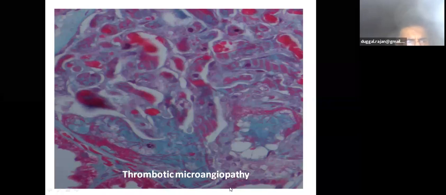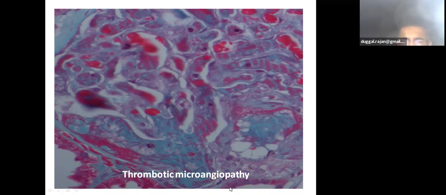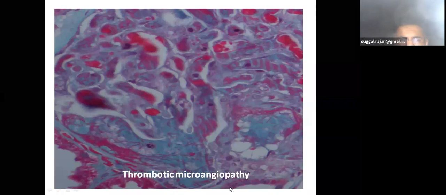So in the chat box also you can ask any questions, if you have any queries. I'll be happy to answer them. And if you want to see any more cases, I think this is the basic pattern of injuries you need to know: segmental sclerosis, mesangial proliferative, MPGN pattern, membranous.